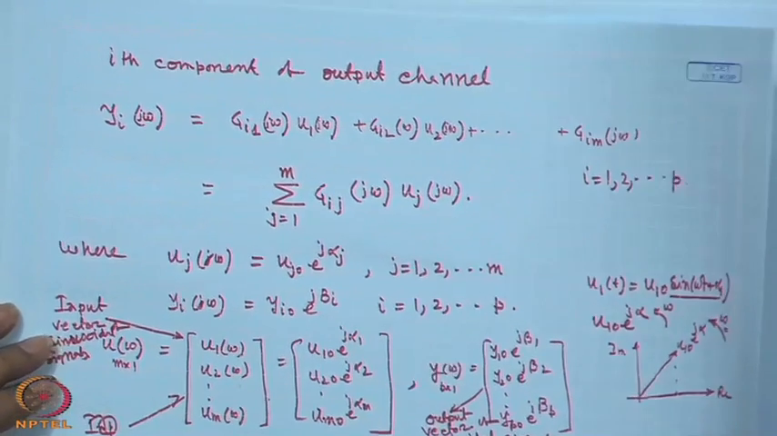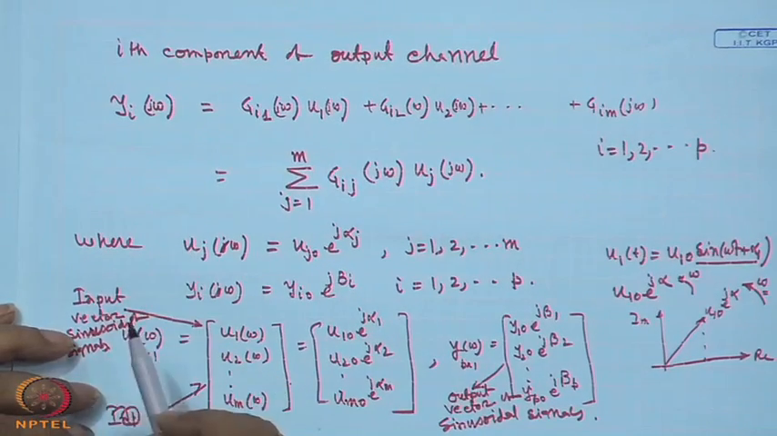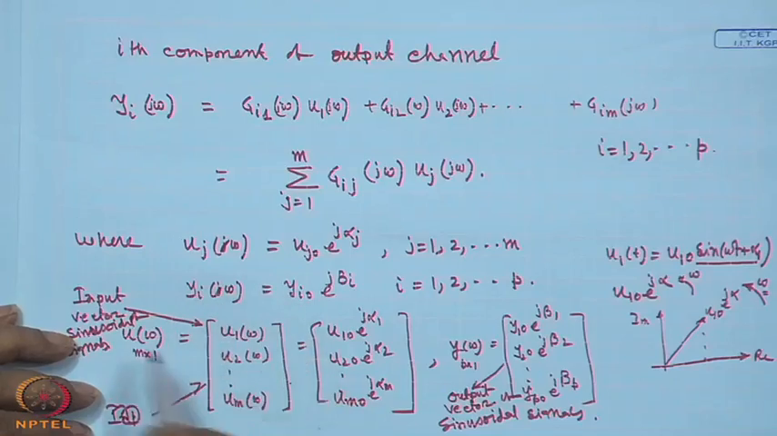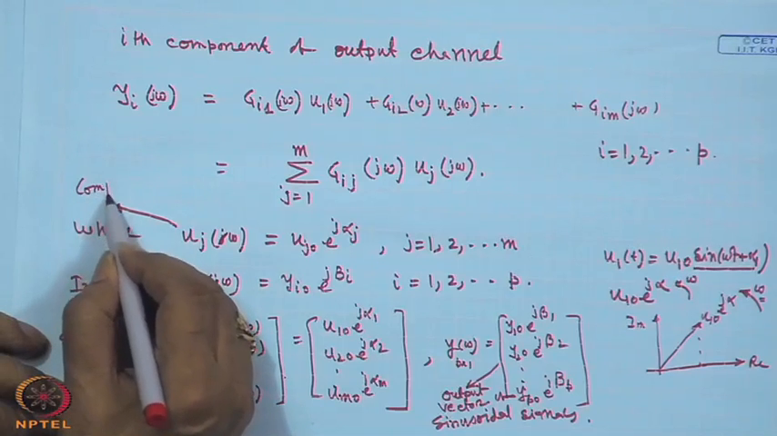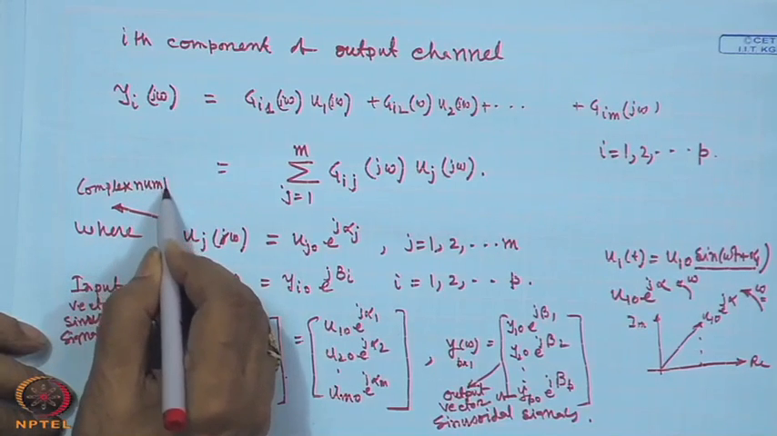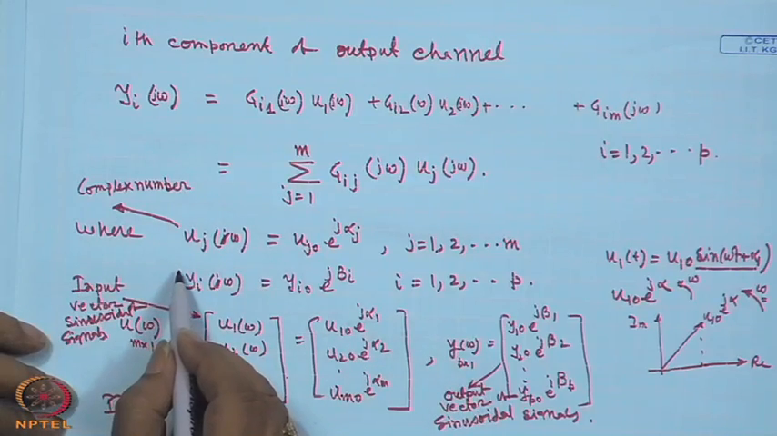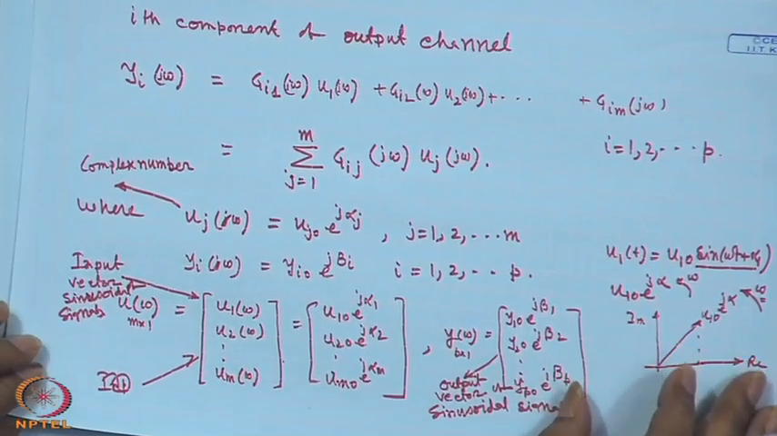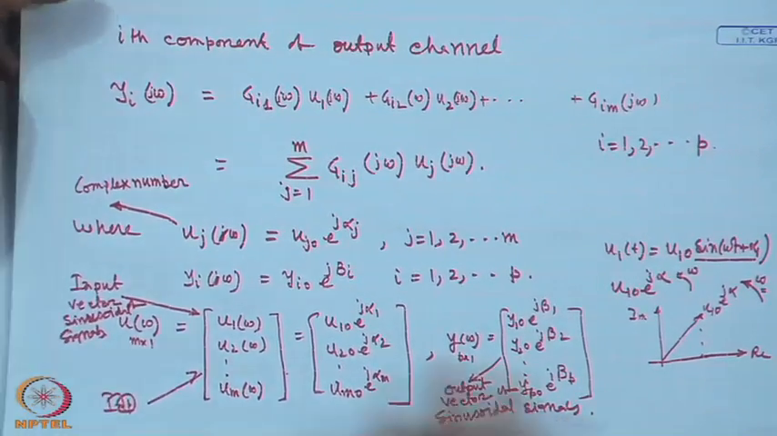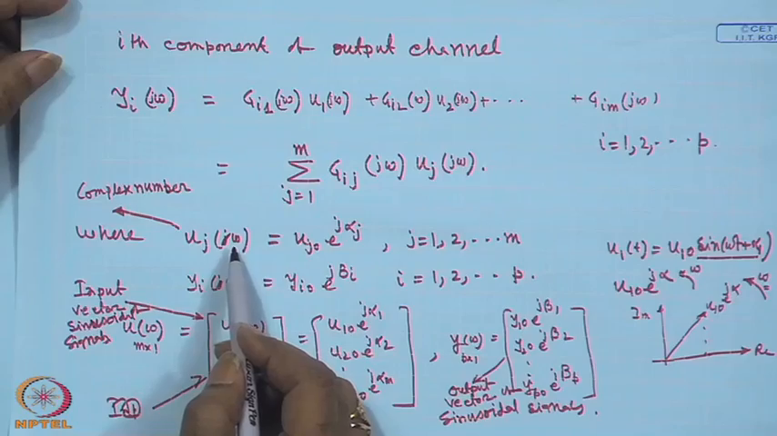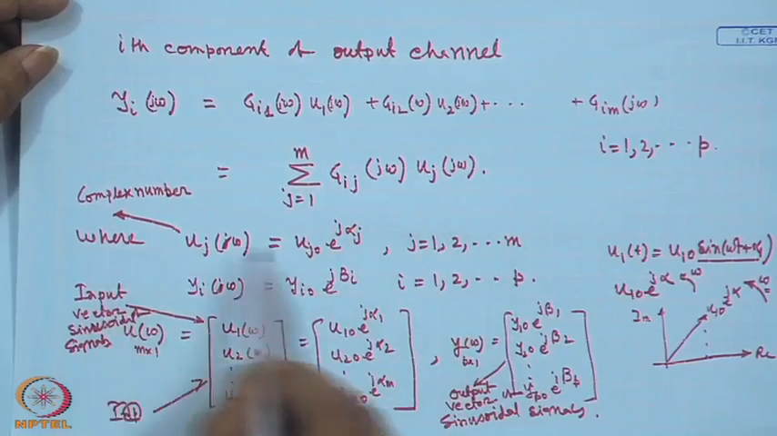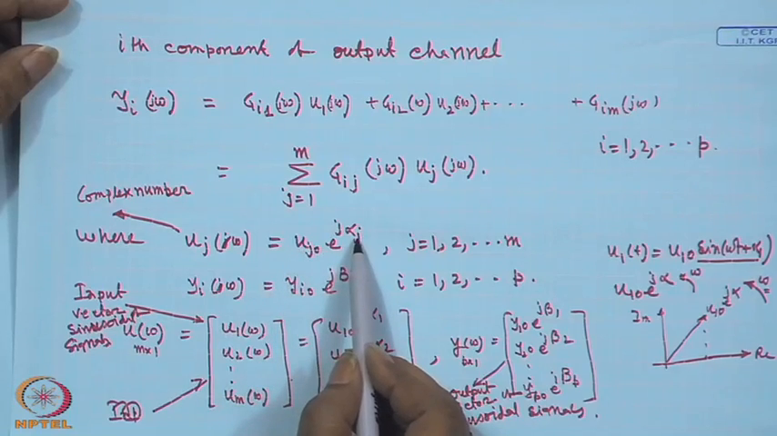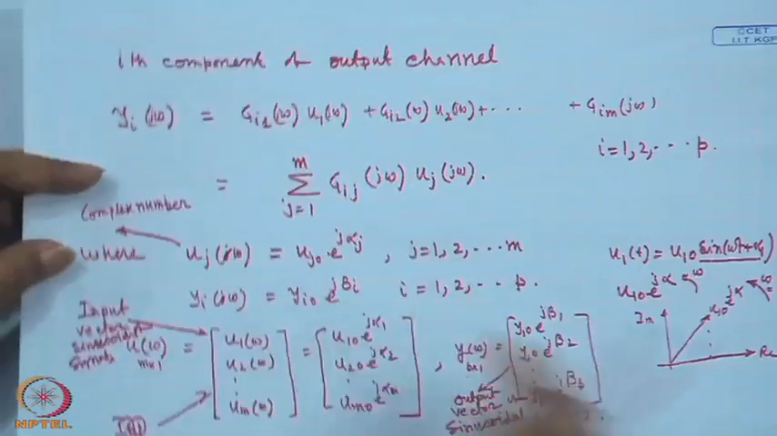Okay. So, we have represented these as complex numbers. You see, u j is a complex number. Similarly, y i is also a complex number, representing each frequency omega. Why did I make it a function of frequency? Because we are doing frequency response: when you change the frequency, the magnitude is kept constant, so the vector u i, y i of 0 will depend on the frequency of that vector.